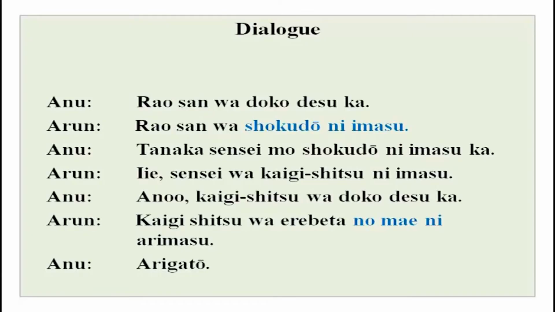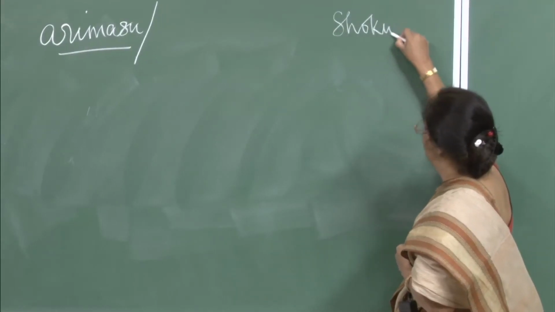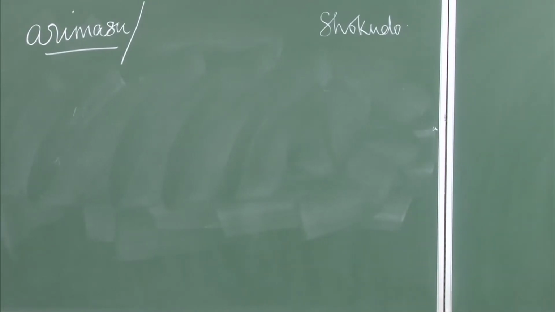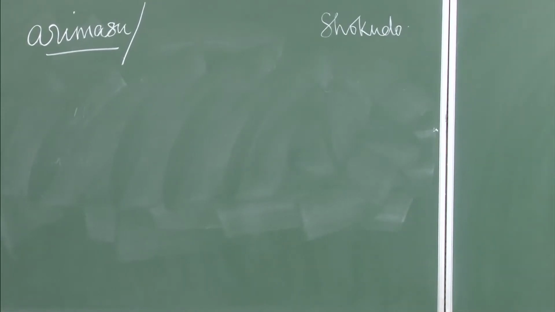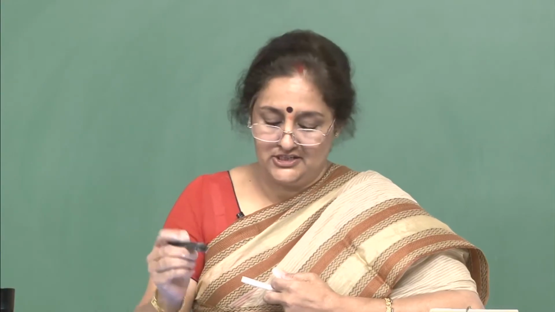So now you will see how arimasu and imasu are used for non-living and living things. Most of it is understood, I am sure. Doko, of course, you know, where. Shokudo is the canteen or the dining hall. Shokudo ni imasu. So, person wa place ni imasu. Imasu is for existence of people, ni is for place at that particular point or place or location.